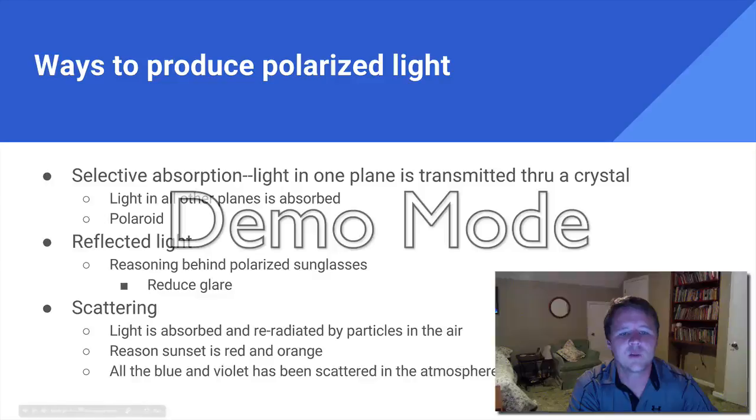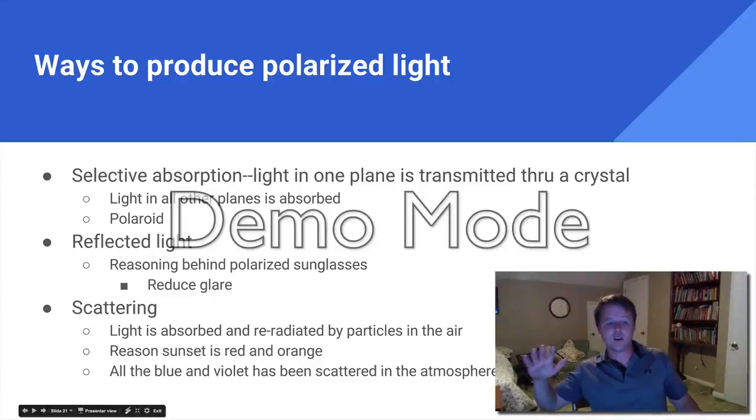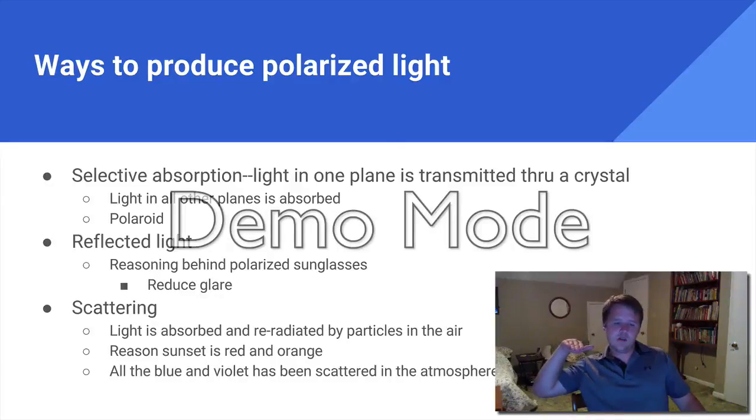So there's several ways to produce polarized light. You can have selective absorption. Light in one plane is transmitted through a crystal. So the light will transmit one plane through it, and all the other light's absorbed. This is what Polaroid uses to produce their pictures, and this is what made them a lot of money, that they use this type of technology. So that's selective absorption. You selectively absorb most of the planes and you allow one through.